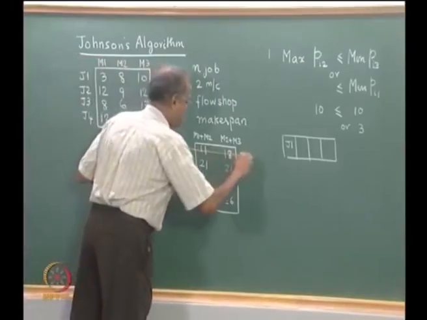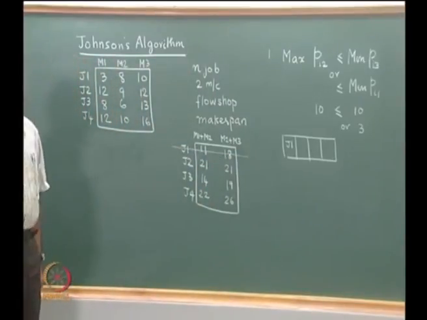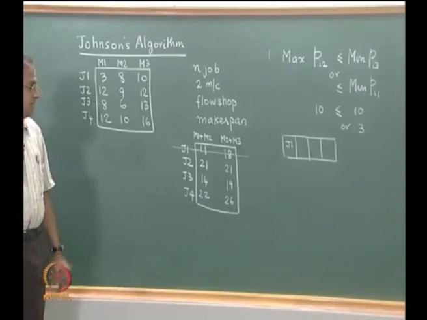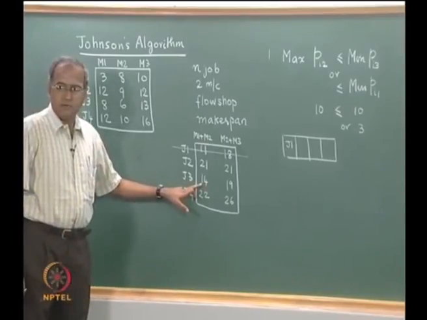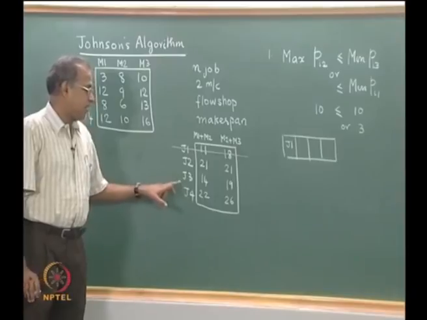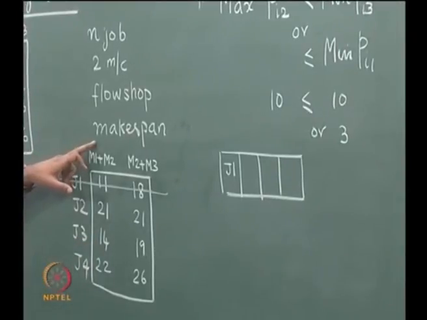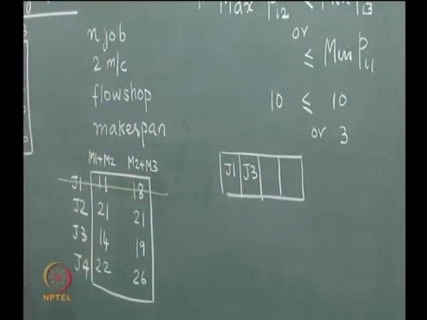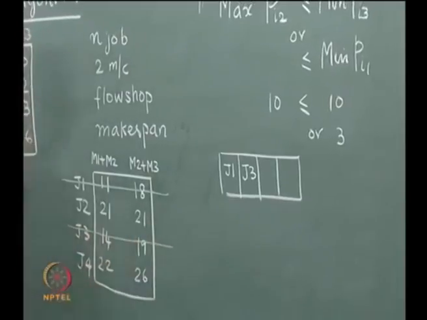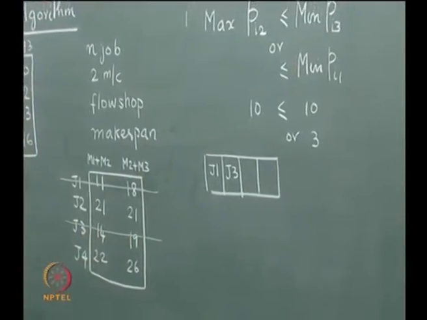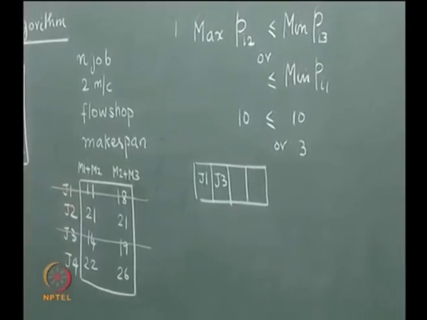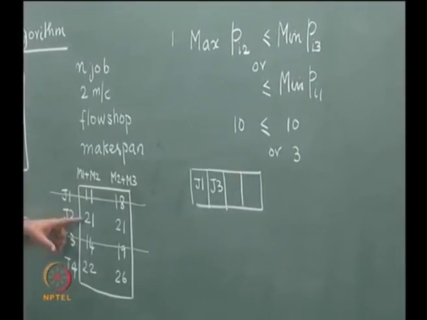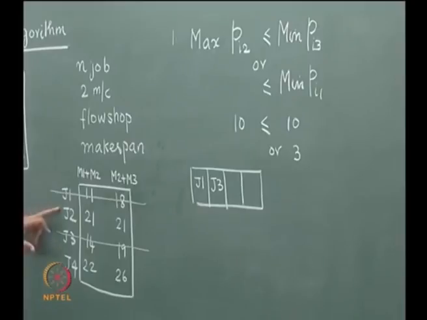Now strike off job 1. Now try to find out the smallest number that is available, which is 14 here, which is for job 3, and on the first equivalent machine. So, come from the left and put J3 here. Now, once again remove this. Now, find out the smallest number, which happens to be 21, which is for J2, both on M1 and M2.